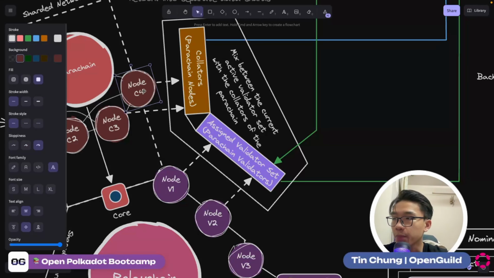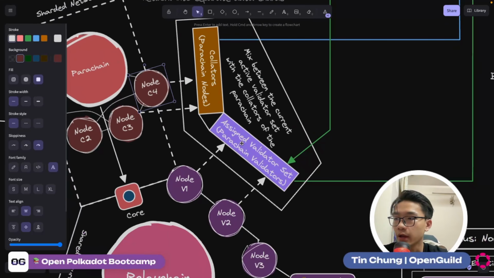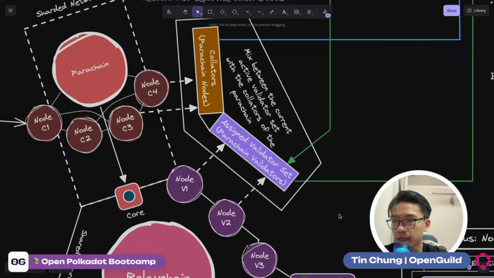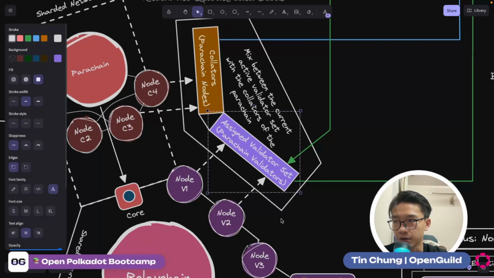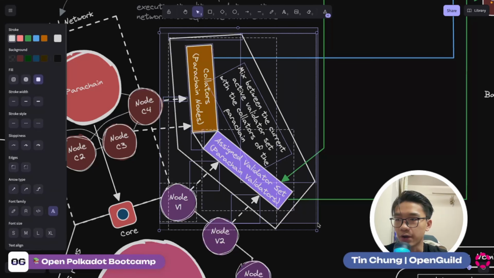Now we go to the core part of the block inclusion pipeline: how the parachain block can be added to the relay chain. In the parachain, we expose two nodes to participate as collators, and the relay chain has an assigned validator set, which we can call parachain validators. The parachain nodes and the parachain validators mix between the current active validator set and the collators of the parachain. These all combine together and become one set.